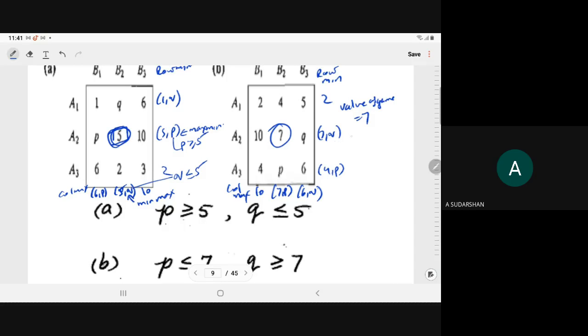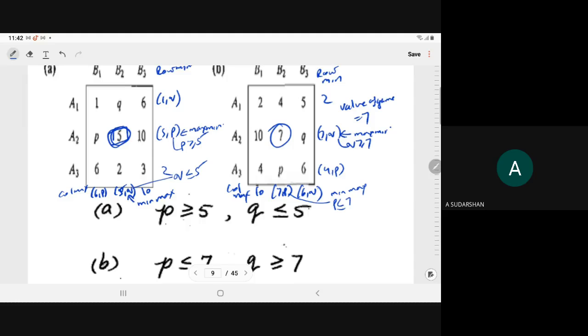Here we have 7 comma q, and we want 7 as a row min. So for that q must be greater than or equal to 7, and here p7 must be the max min and min max. So due to the min max, p must be less than or equal to 7, because this point must be the max min, and this point must be the min max. Now please ask.